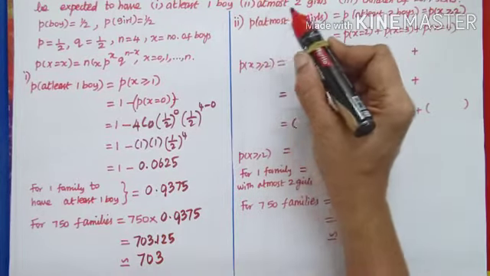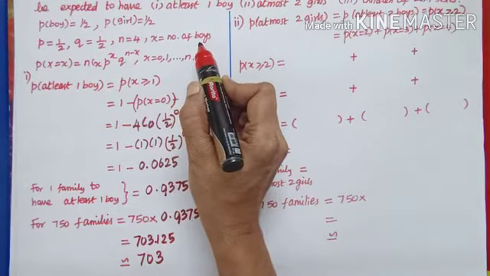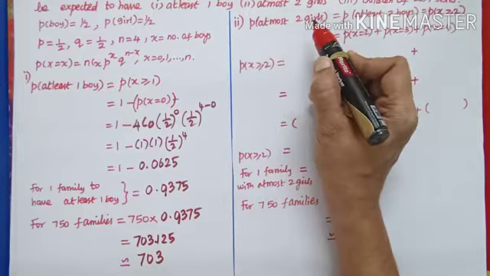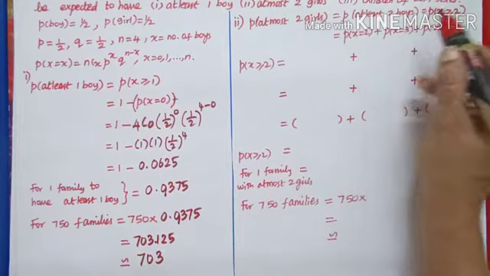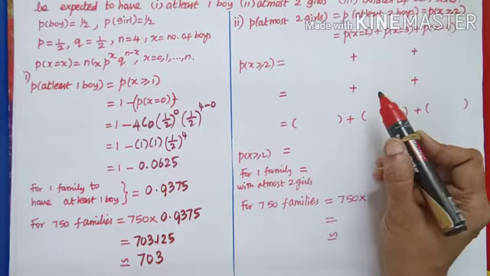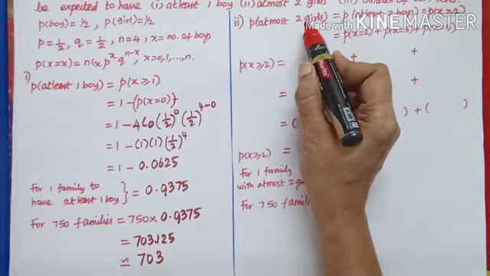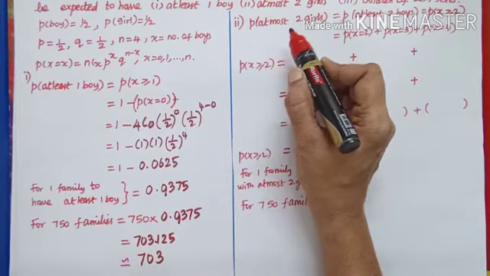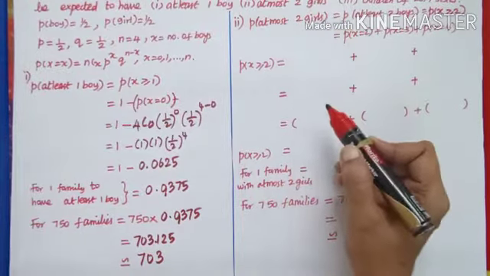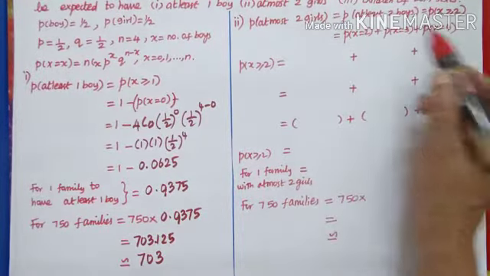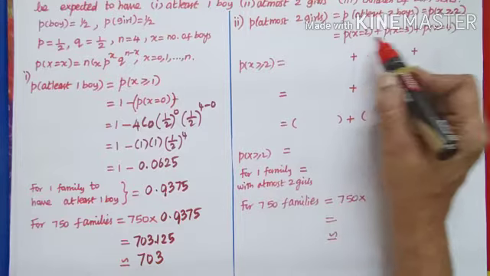The second question, at most 2 girls. X I have taken as the number of boys. If I say at most 2 girls, there will be at least 2 boys. At least 2 boys tells me X greater than or equal to 2. When they say at most 2 girls, there may be 0 girls or 1 girl or 2 girls. Accordingly, you find the boys. There are 4 children. 0 girls means 4 boys. 1 girl means 3 boys. And 2 girls mean 2 boys. So find all this.